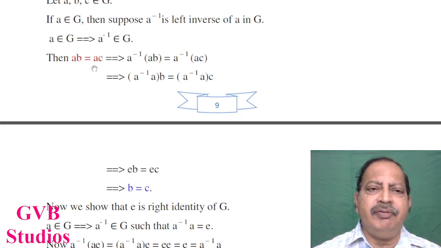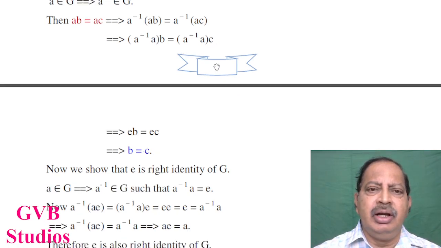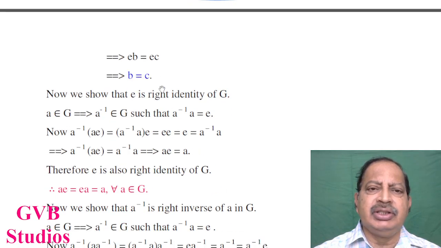We have to prove that the left cancellation law holds good, so I am taking ab = ac. Operating a inverse on both sides, a inverse(ab) = a inverse(ac). Using associative law and changing brackets, (a inverse a)b = (a inverse a)c. And this becomes eb and this becomes ec. eb = ec since e is left identity. Don't say identity element; in the statement it is given e is the left identity. So since e is left identity, here we get b = c.